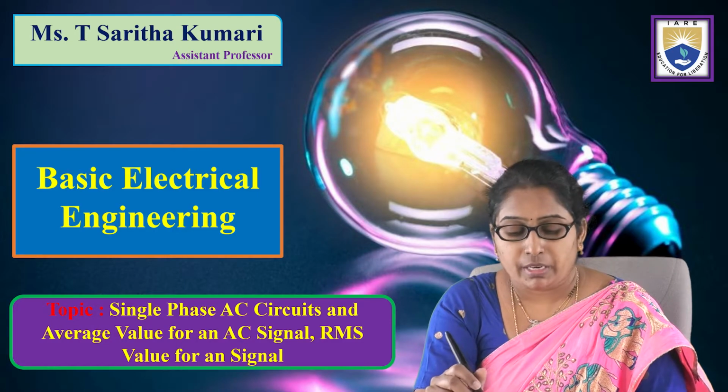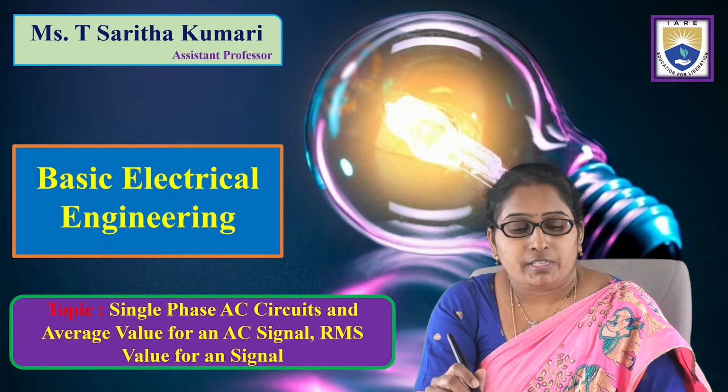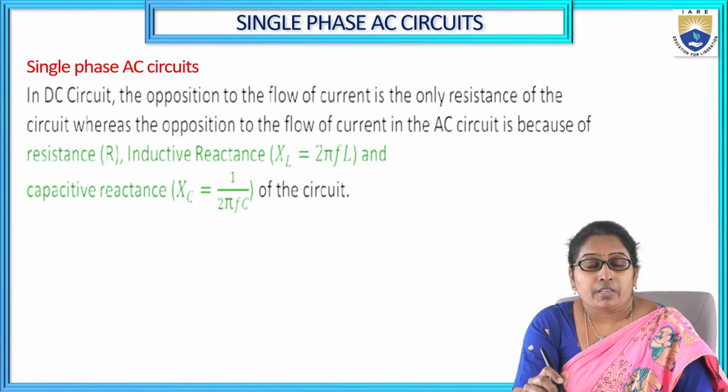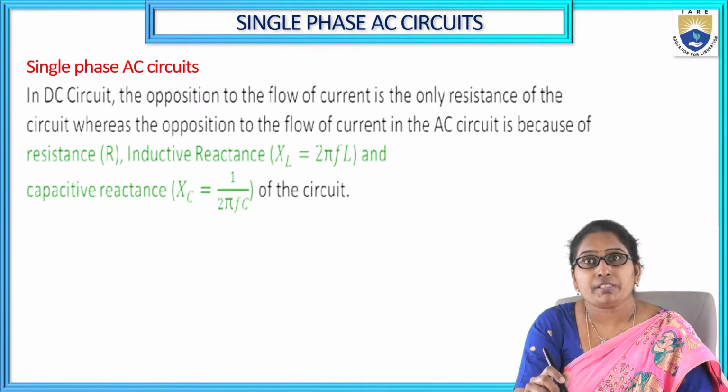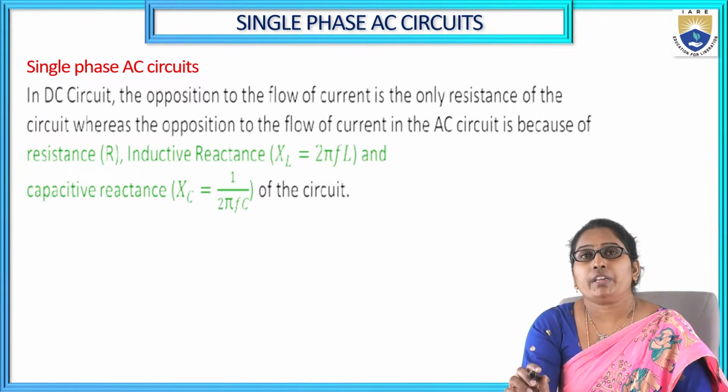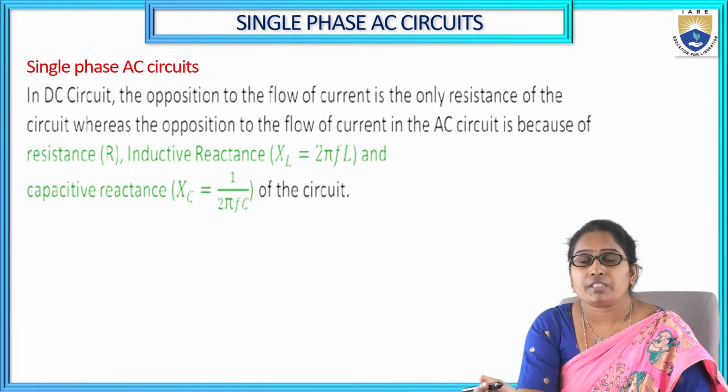Today I am going to explain about single phase AC circuit and average value for AC signal. First thing, what is meant by AC circuit? In DC circuit, the opposition to the flow of current is only resistance. It is the only resistance.